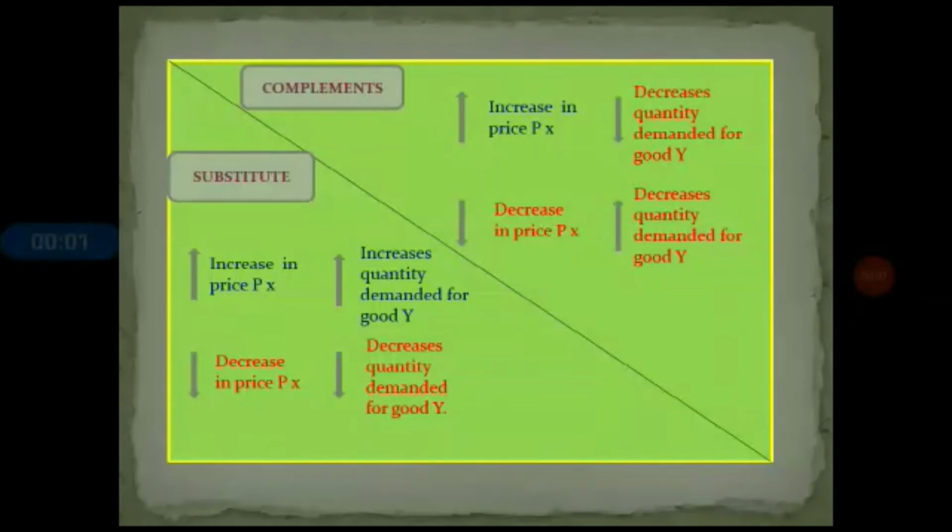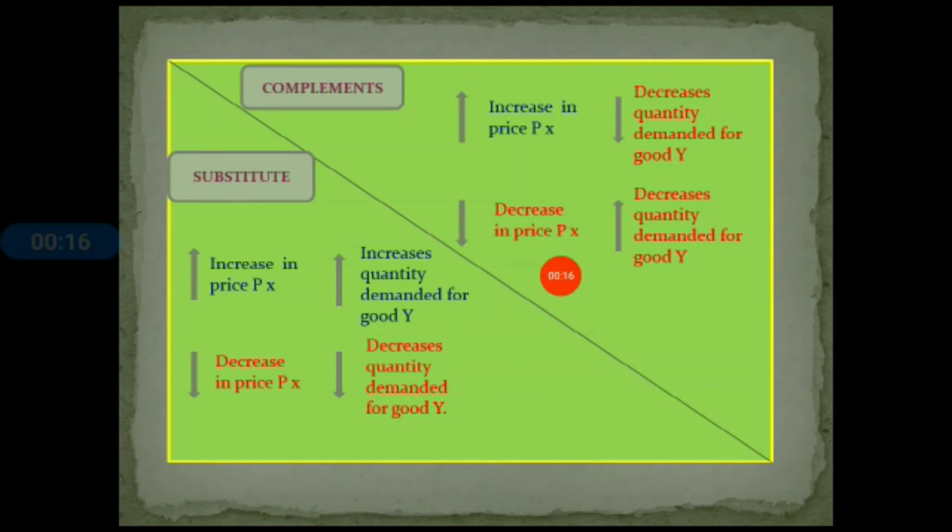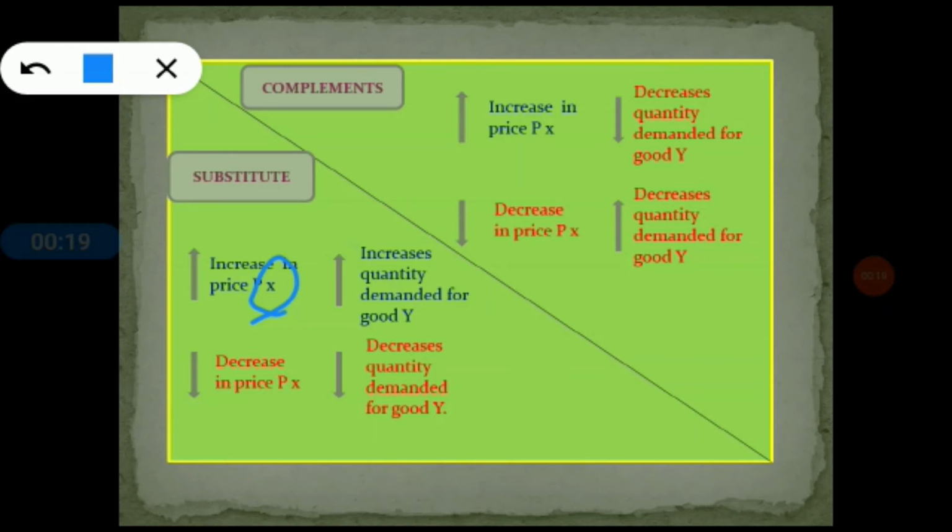Here, this is the next slide for understanding substitute and complement goods. For substitute goods, here we can see that when there is an increase in the price of commodity X, indicated by PX, the quantity demanded for good Y increases, because X and Y both are substitutes for each other. And when there is a decrease in price PX, the quantity demanded for commodity Y decreases. Now we are going to complement goods.